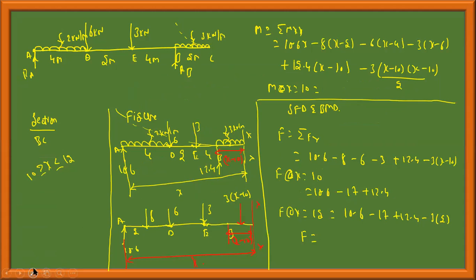Last section BC. You have written the equation. Can you tell me what is F at x equal to 10 and F at x equal to 12? Can you tell me this value? 10.6 minus 17 plus 24, so 12.4.